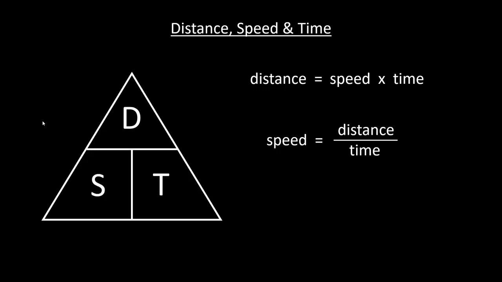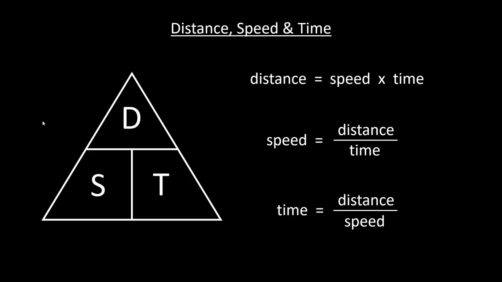Let's cover up the T and help us find the formula for time. So we cover up the T. We notice in the triangle D is on top of S. So that means that it's D, distance, divided by speed. So that triangle helps us find the formula for distance, speed or time. And you simply get it by covering up the one you want to know and reading the other letters.